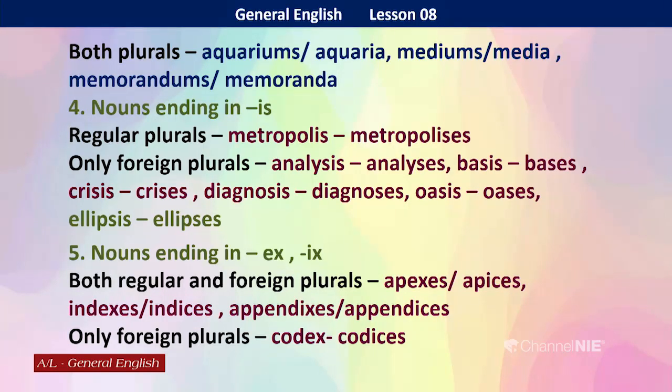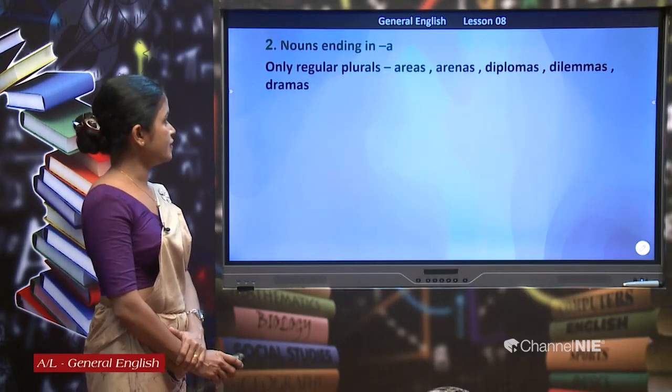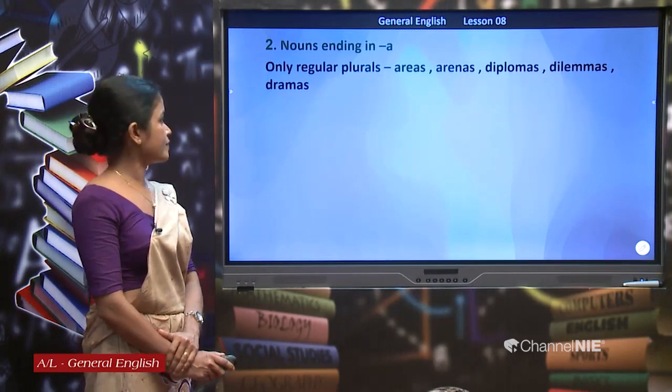Then there are certain words which have only foreign plurals like codex, codices. There you can't form regular plural as codexes. There's only foreign way, that is codices. Right. The other kind is nouns ending in letter A. The last letter is A.